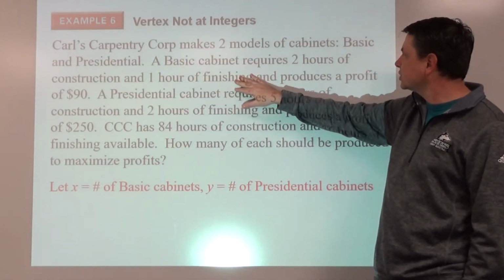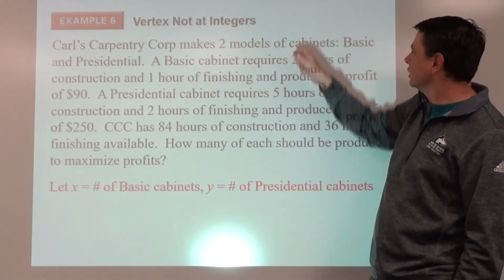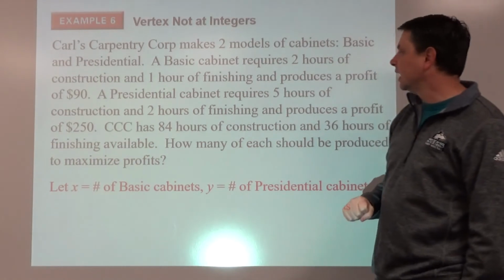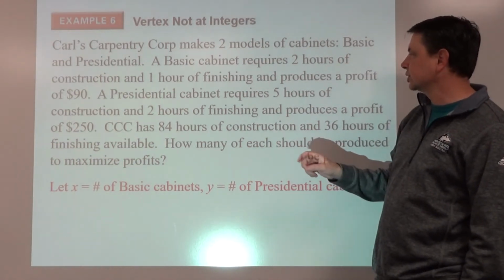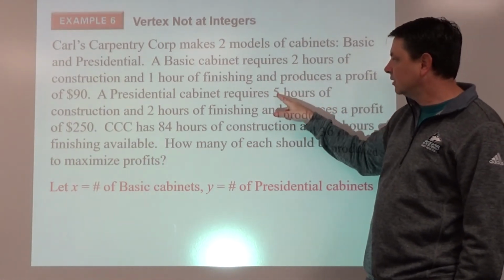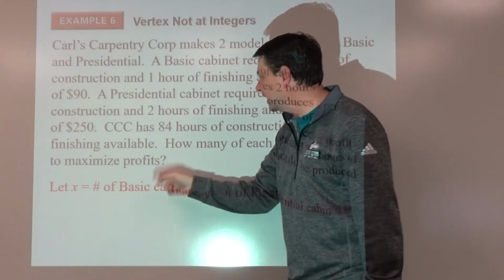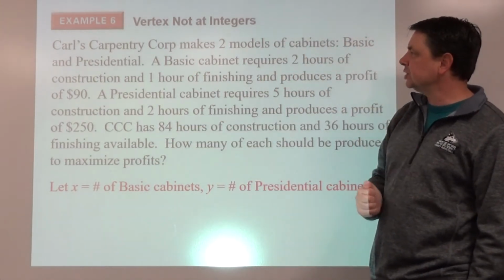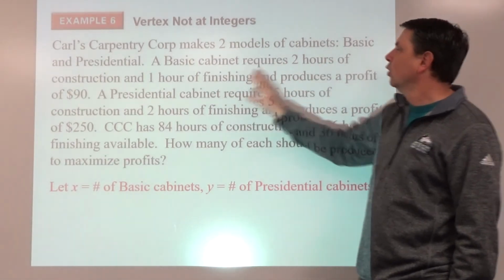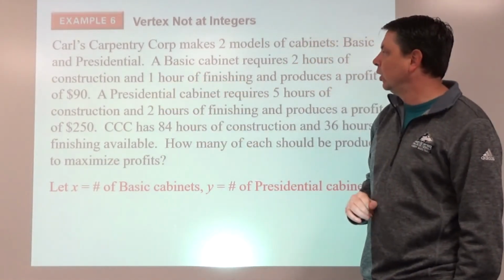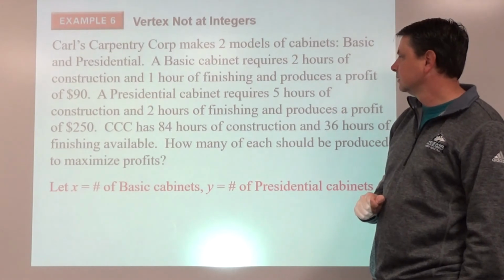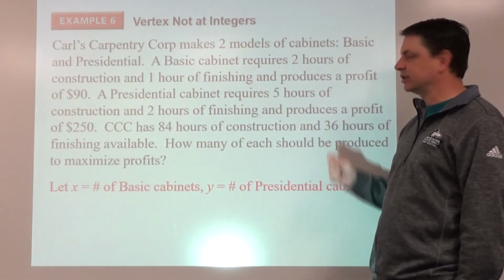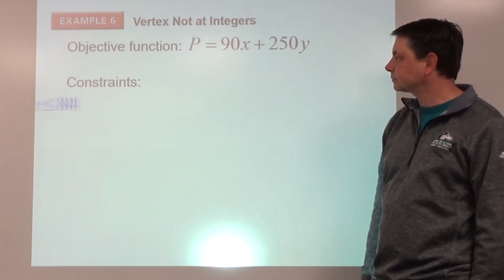So for construction, on the basic, 2x plus, again, construction, 5 of the presidential. So 5y has to be less than or equal to the 80. And then our finishing, 1 hour of finishing, so 1x, plus 2 hours of finishing, 2y, has to be less than or equal to 36.